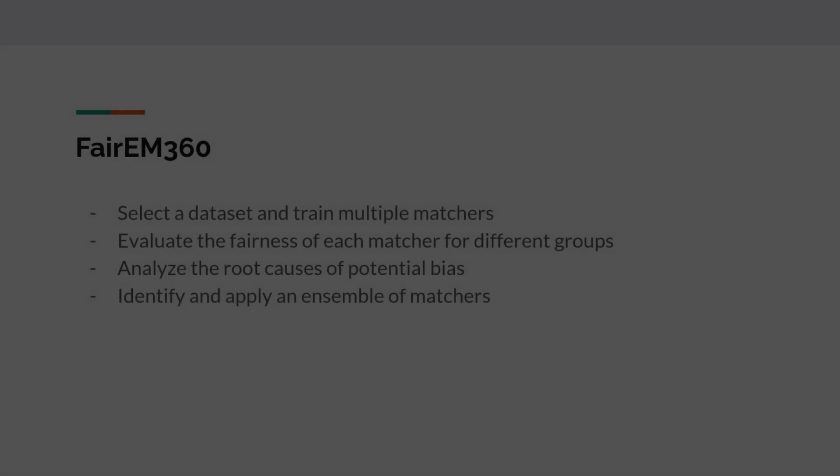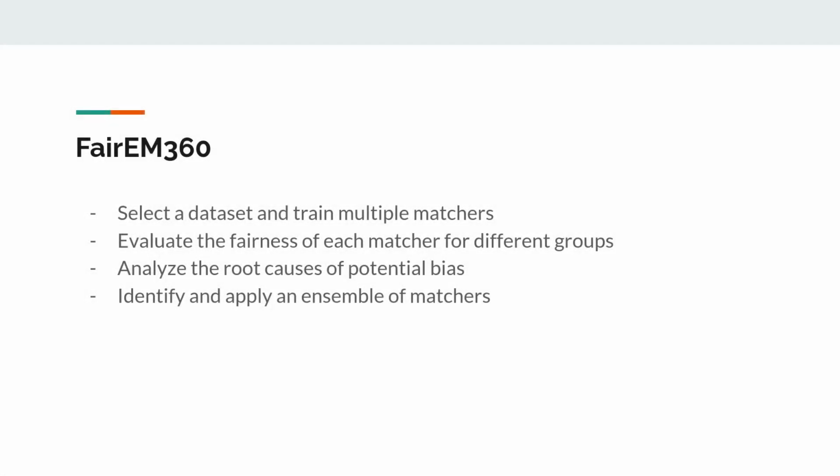In summary, this demonstration showcased how FairEM360 can be used to select a dataset and train multiple matchers, evaluate the fairness of each matcher for different groups, analyze the root causes of potential bias, and also identify and apply an ensemble of matchers that achieve the desirable balance between fairness and performance. FairEM360 empowers users to identify and address bias in entity matching tasks, promoting fairer and more trustworthy results.